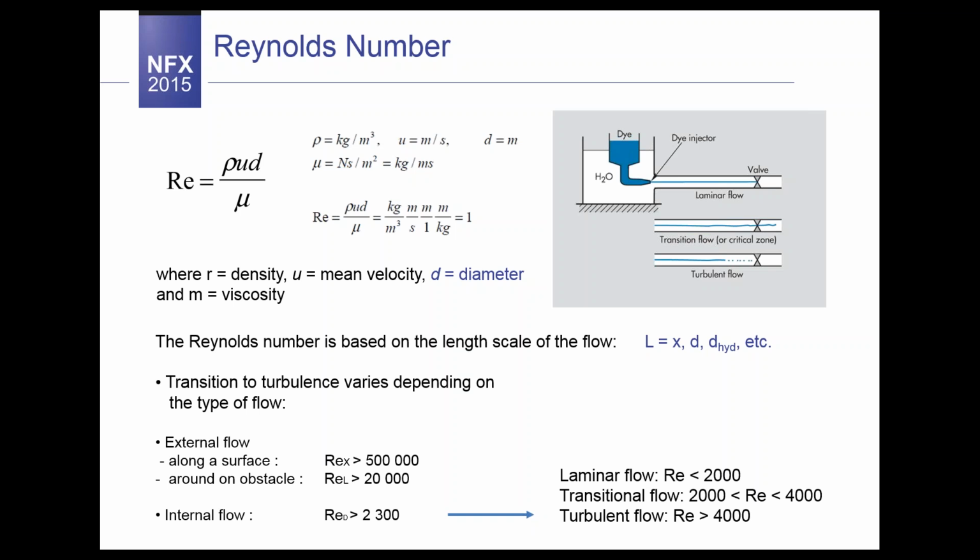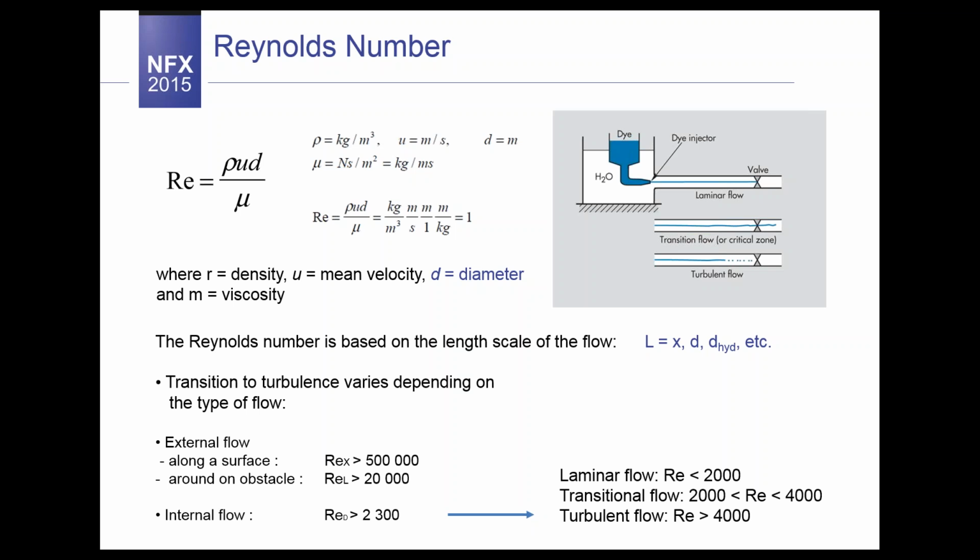The laminar flow occurs for Reynolds numbers less than 2000 if we consider internal flow. It is characterized by low density. As we saw on the previous picture, the dye doesn't mix with the water, and fluid particles move in straight lines. And what else?